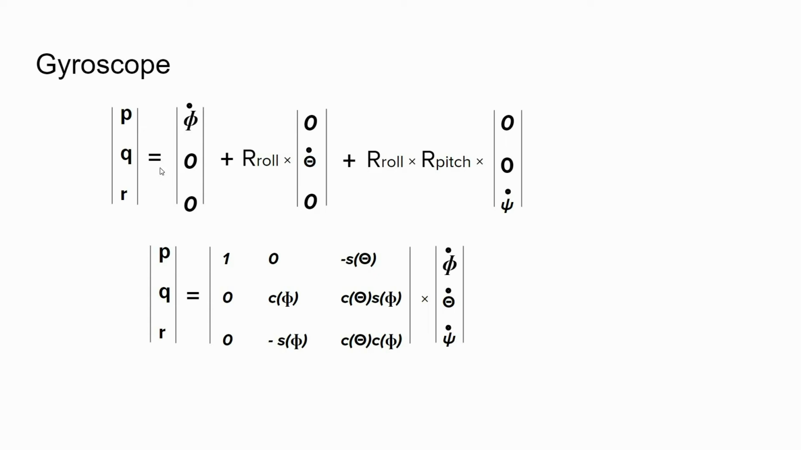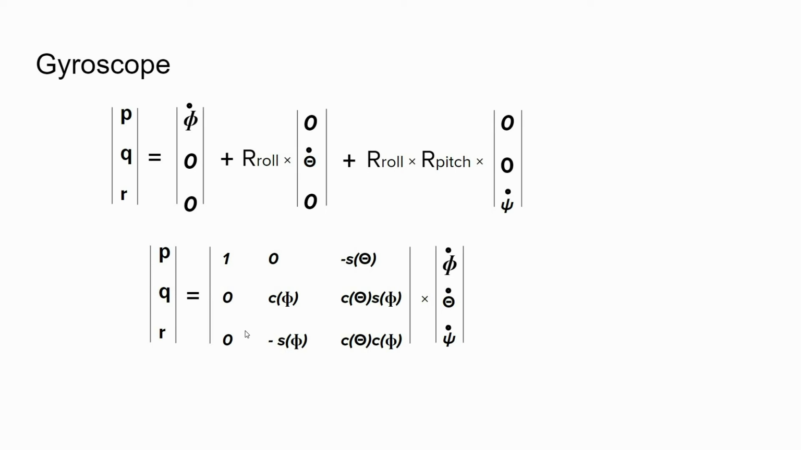Then we can encapsulate all of these using this matrix. So we have the derivative of roll, pitch, and yaw angles, and we multiply it with this matrix, and we get angular velocity on the body frame.